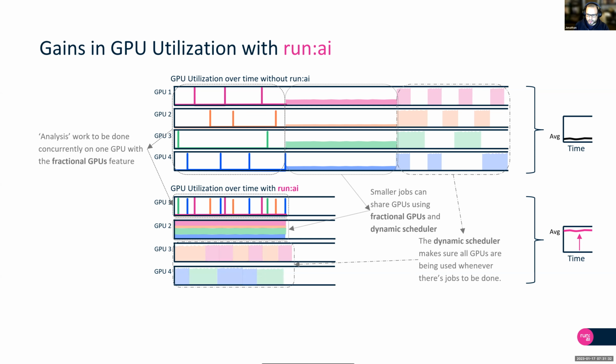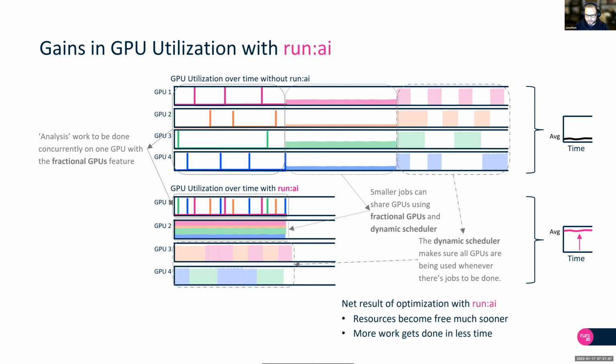And then, of course, for those heavy jobs, the dynamic scheduler will make sure that all GPUs are being used whenever there's jobs to be done. And so we can see how our average utilization over time would decrease drastically by using RunAI properly. And the net effect is that resources become free much sooner and more work gets done in less time.